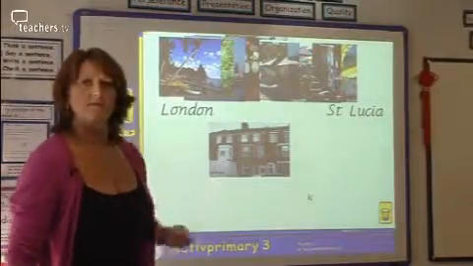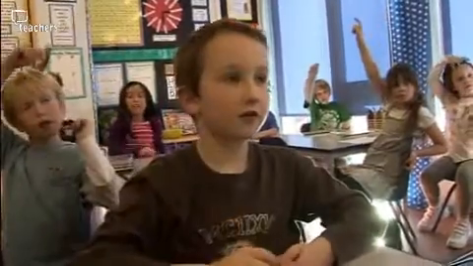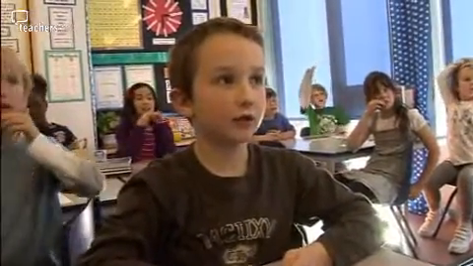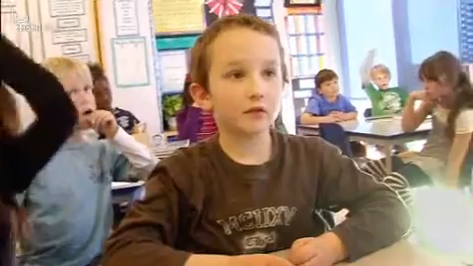What's it a picture of, Otis? London, because the houses look quite different to St Lucia. Once they've identified where they think it's from, you then have to start questioning why they think it's from that place.